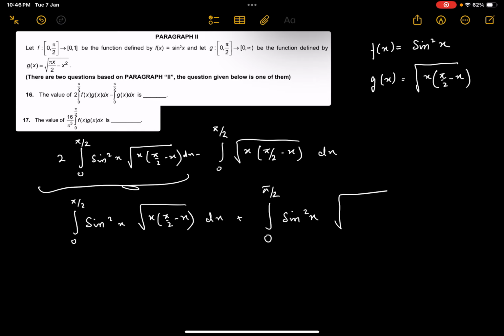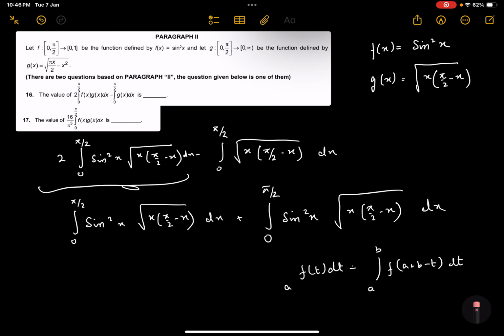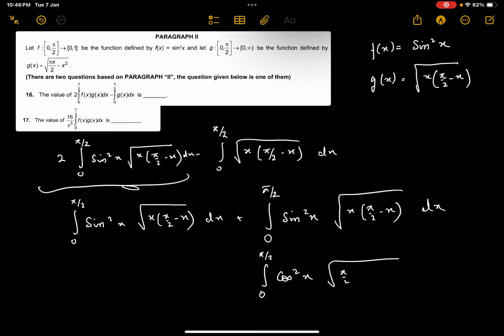So I think you have the idea what I am planning to do next. We'll make use of the fact that integration a to b f(t) dt, using this fact, what we call as the King's rule, this becomes 0 to pi by 2. Sine square x becomes sine square (pi by 2 minus x), which is cos square x. x becomes pi by 2 minus x. Pi by 2 minus x becomes pi by 2 minus (pi by 2 minus x), that becomes x.